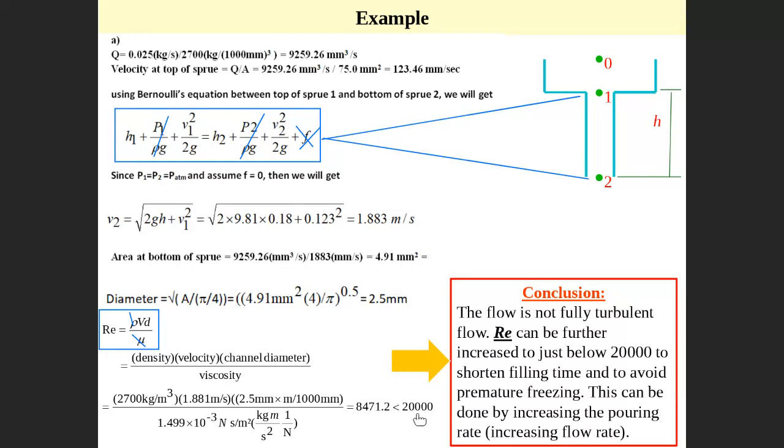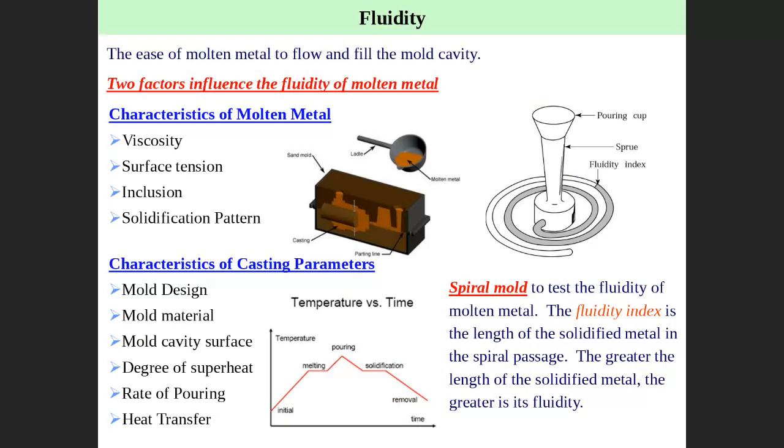Actually, we can reach up to a maximum of 20,000. We don't have to exceed it. So this one is acceptable. Something between laminar and turbulent could be okay. It is better to make it laminar, but between laminar and turbulent could be okay. This is another way to check the turbulent and laminar flow. Right. Any question? Right.